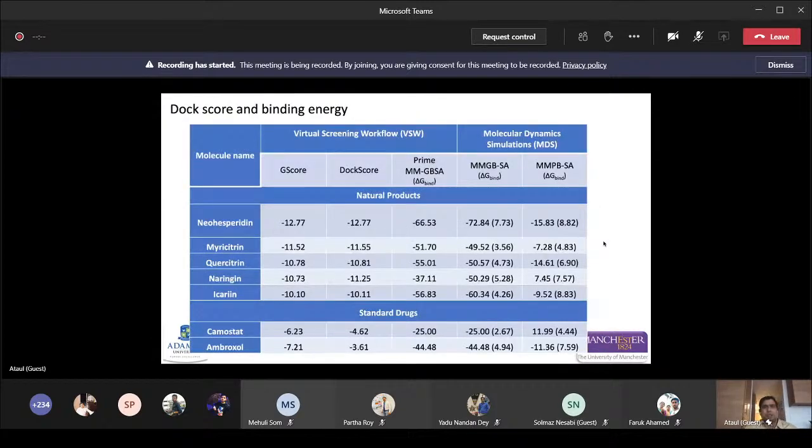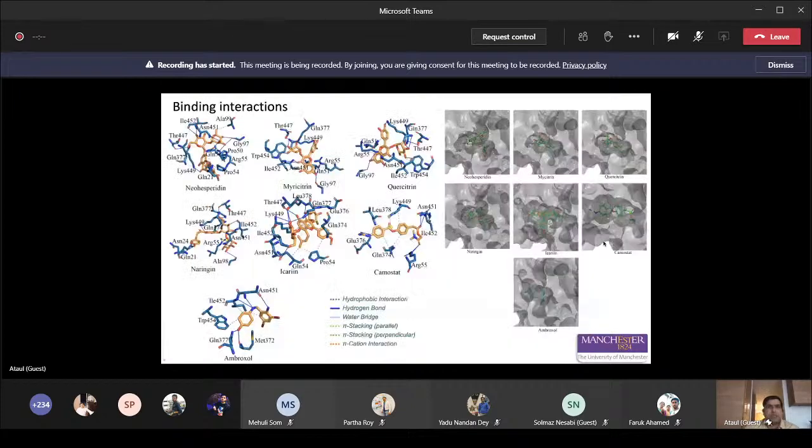So these are the dock scores. I'm not going to explain the details about this. This is the binding interaction analysis. We found a huge number of binding interactions, and here we see how the final molecule binds at the active site.